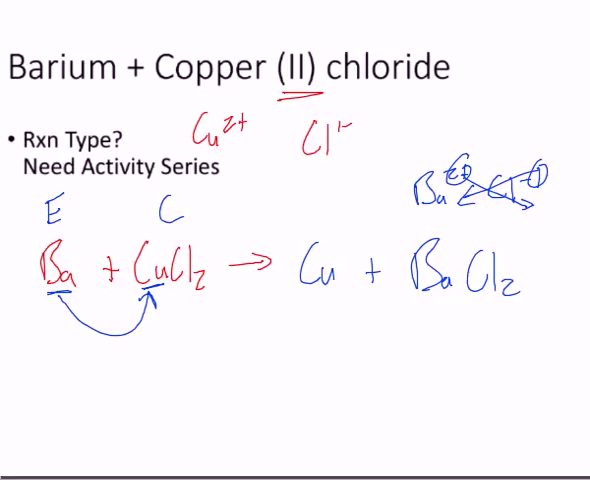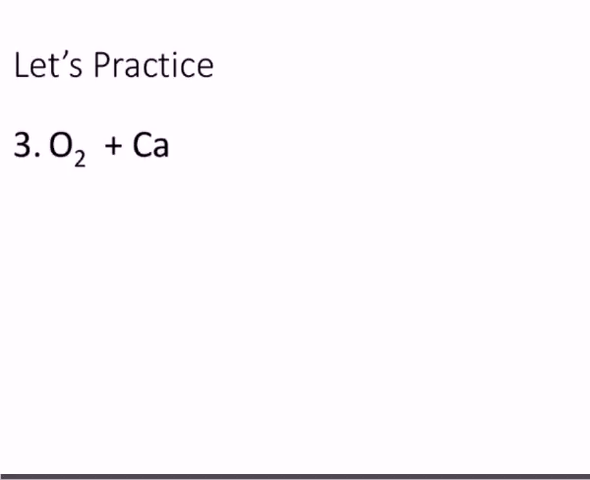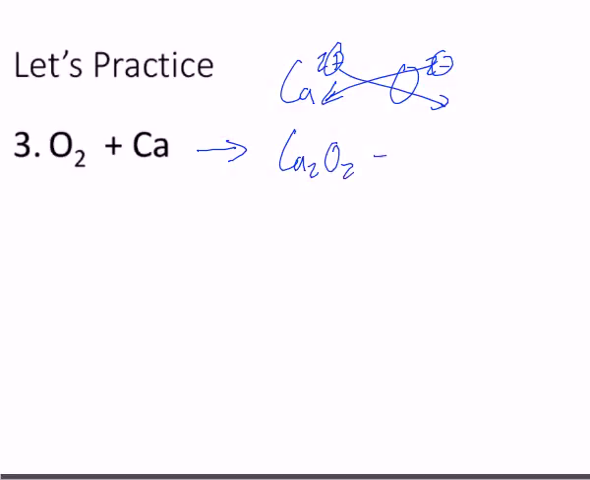Now, does it matter if you have BaCl2? This has to be synthesis because it's two single elements. It's going to form a binary compound. So we've got to figure it out. We know we're going to have one product. Which element is going to come first in that compound? Calcium. So what charge will calcium form? 2+. What charge will oxygen form? So when we crisscross those, it would be Ca2O2, but when we reduce those down, CaO.